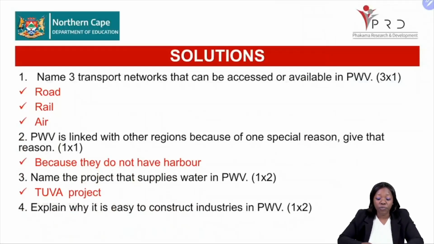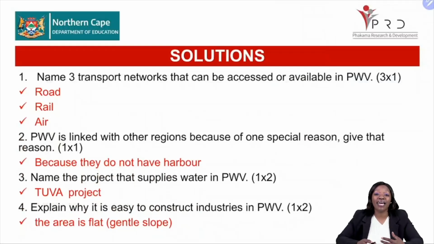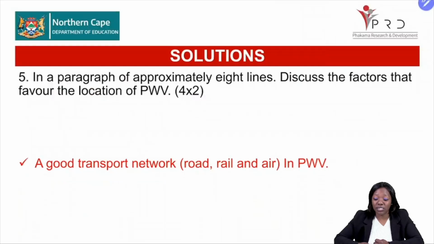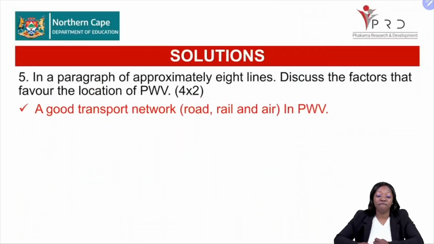Then number 4, you explain why it is easier to construct industries in PWV. Because in PWV the relief is flat, or you say because of the gentle slope, or the area is flat. So therefore, it is easier to construct. Then we're looking at your paragraph question. You're supposed to discuss the factors that favor the location of PWV.